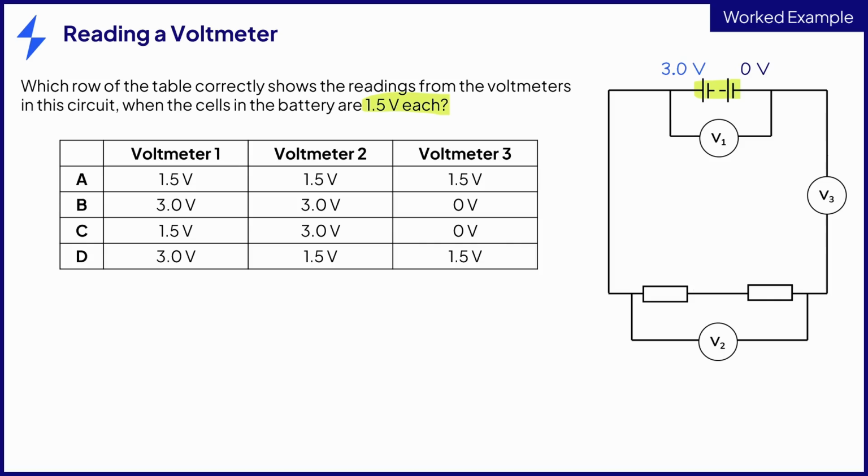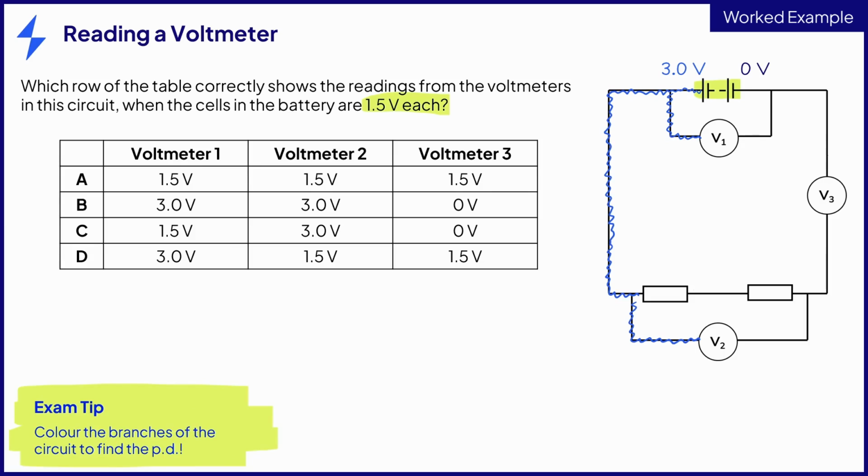There's a very easy way to figure out the potential difference at any point in the circuit, and that is to color the branches. So if we follow this branch at 3 volts all the way to the components, and if we follow this branch at 0 volts all the way to the components, then we can clearly see that voltmeter 1 reads 3.0 volts, voltmeter 2 reads 3.0 volts, and voltmeter 3 reads 0 volts, nothing. Therefore, the correct answer is B for 1 mark.